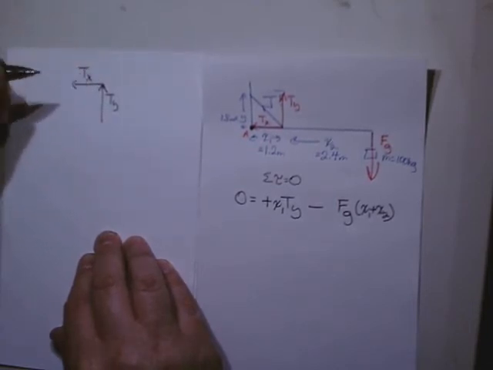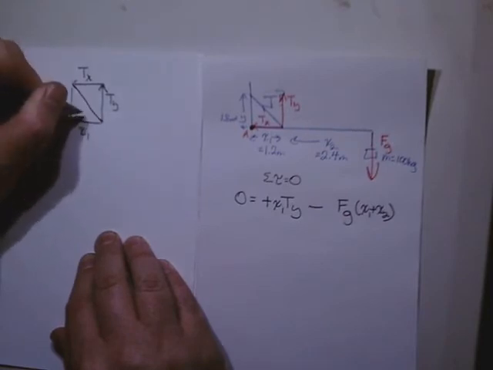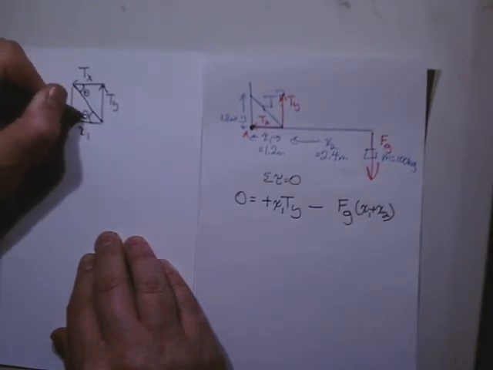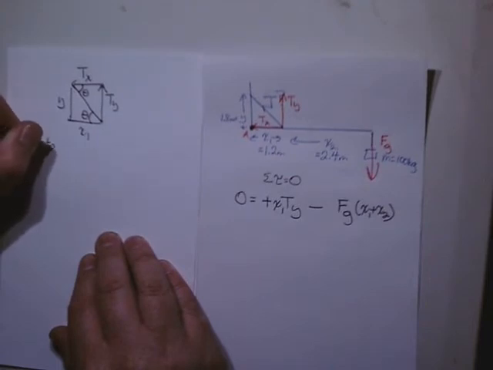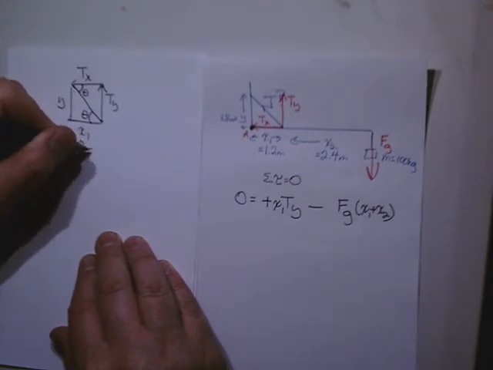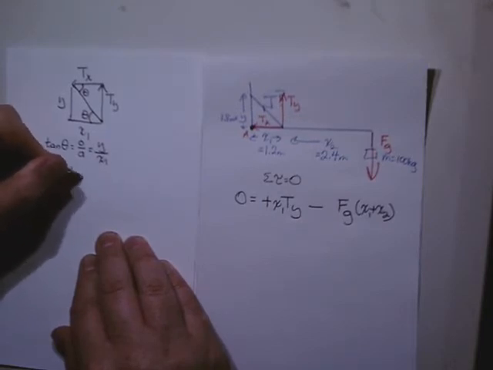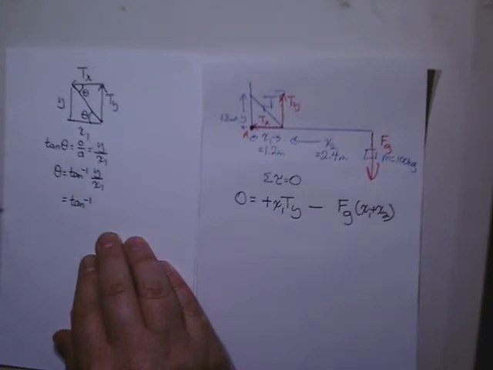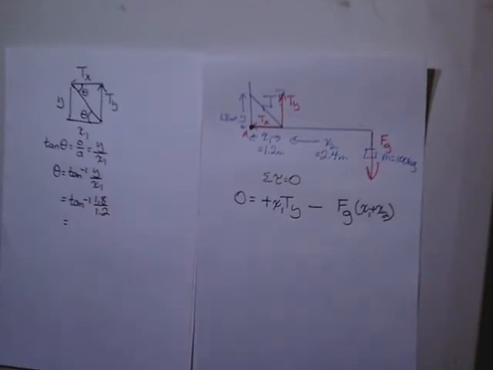This Ty and Tx can be rewritten like this. And that length is x1 and that length is y. And what ends up happening is that angle there, theta, is that angle there, theta. It could be that one and that one, but either one is fine. So tangent of theta is opposite over adjacent, which is y over x1. So theta is the inverse tan of y over x1. Inverse tan of 1.8 over 1.2. And that gives me 56.3.